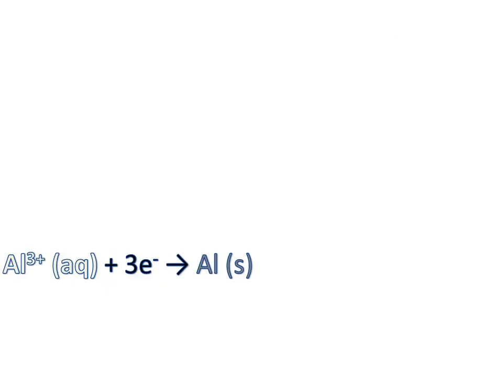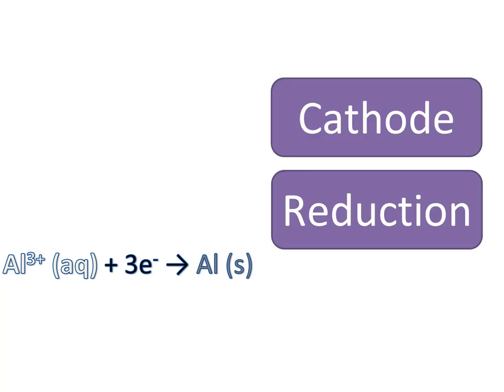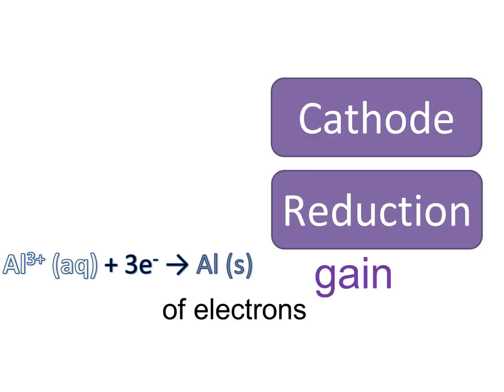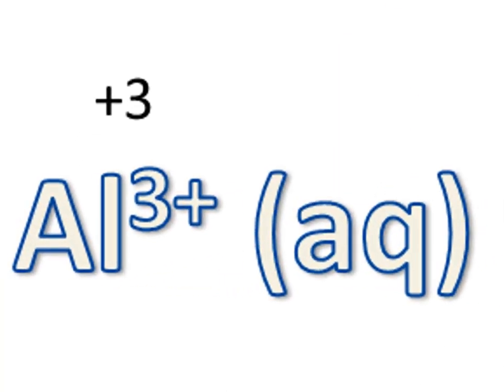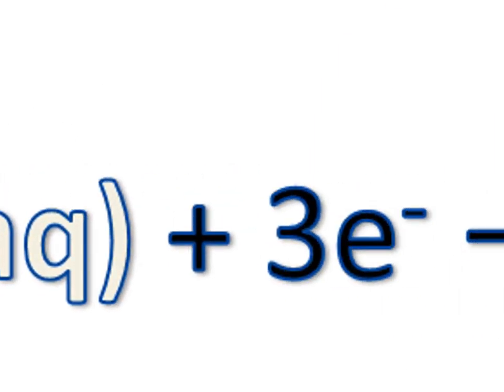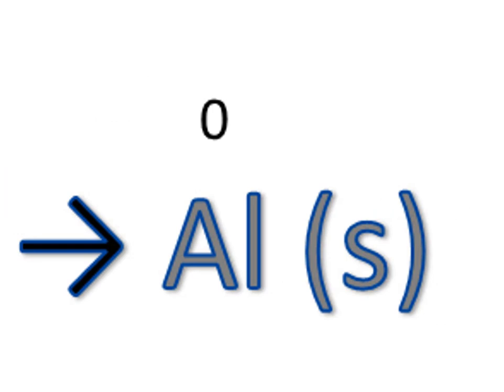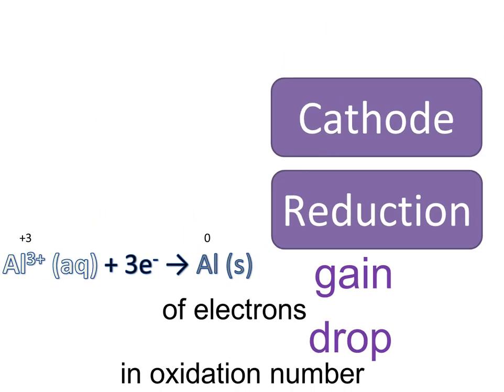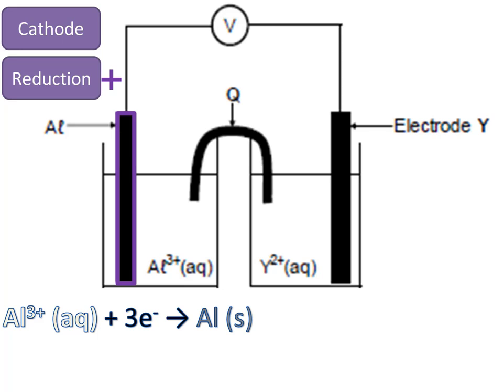The reaction that's happening at the aluminium electrode must be reduction because electrons are gained. Notice how aluminium's oxidation number drops from +3 in the Al3+ ions to 0 in the neutral Al atoms. Reduction happens at the cathode, which is positively charged in a voltaic cell. So we know that the aluminium electrode is the cathode and it's positively charged.